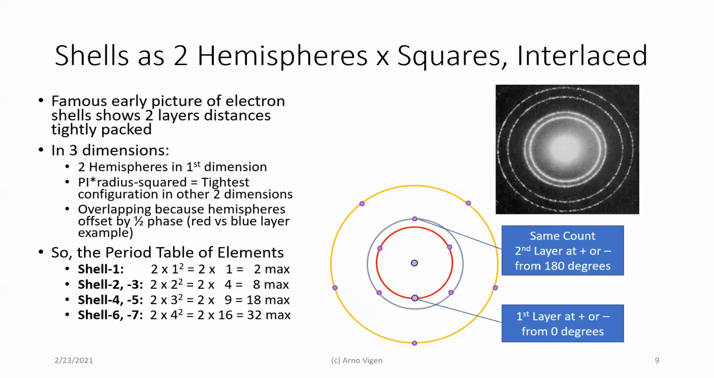So the periodic table becomes shell 1 is 2 times 1 squared, 2 times 1, which equals 2 max. Shell 2 and shell 3 are 2 times 2 squared, which is 2 times 4 equals 8. Shell 4 and 5 is 2 times 3 squared, 2 times 9 equals 18. And finally, shell 6 and 7 are both 2 times 4 squared, which is 2 times 16 equals 32 max. That describes why we have the periodic table built in those rows of expanding sizes by 2 times the squares.